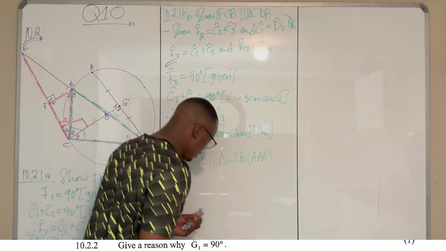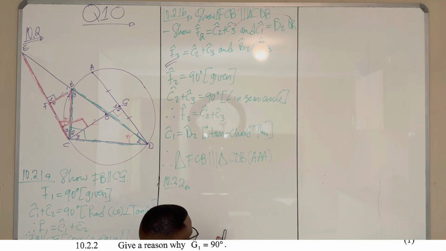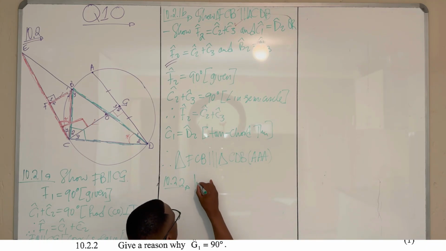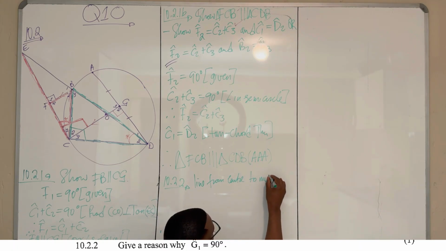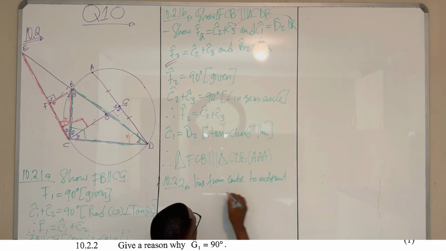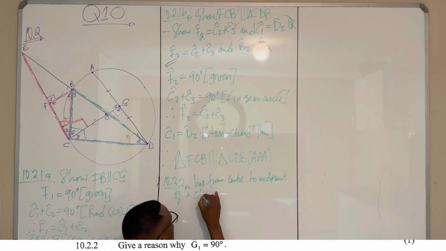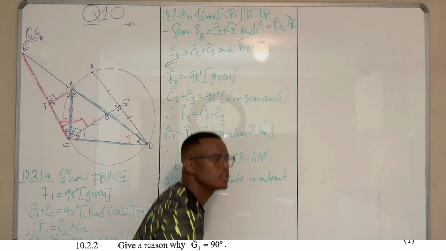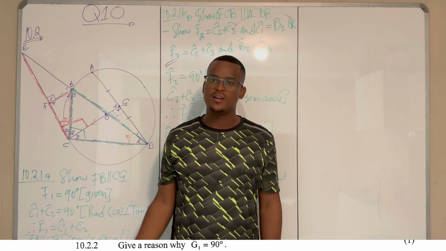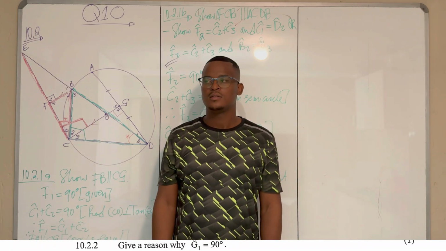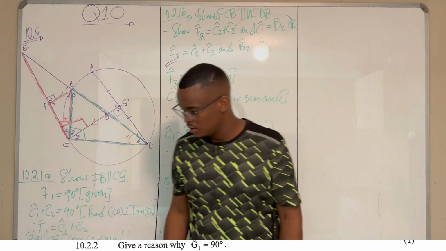So, why is G1 equal to 90 degrees? G1 is equal to 90 degrees. Why? Because we have a line from the center to the midpoint of a chord. So it should be perpendicular to the chord. That's theorem 1b, if you watch my videos. So I'm done with this one.